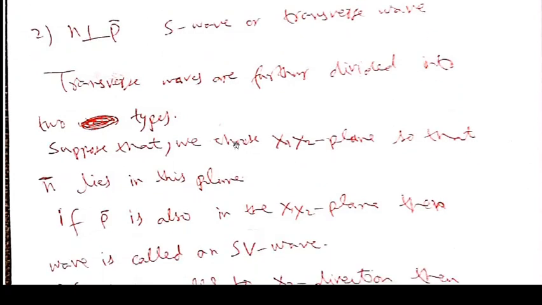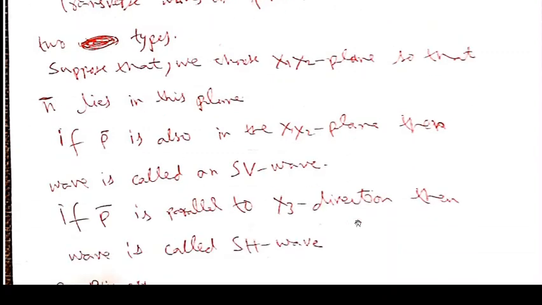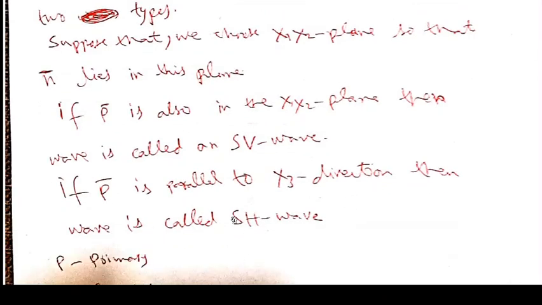Suppose that we have n in this plane x1 x2. If P is also in this plane, then we have the SV wave, secondary and vertical, V for vertical wave. It is to be noted that P and n will be perpendicular to each other in any case. But if P lies in the x1 x2 plane and is also perpendicular to n, then you will have the SV wave. In the second case, if P is parallel to the x3 direction, then you will have the SH wave, H for horizontal.